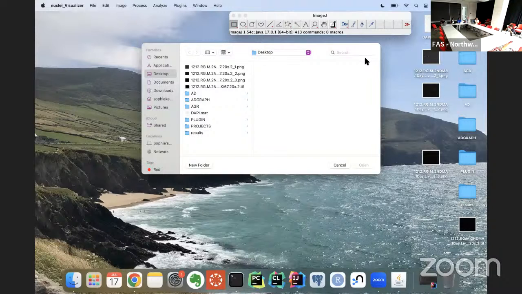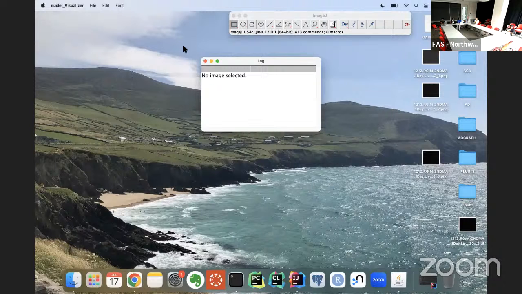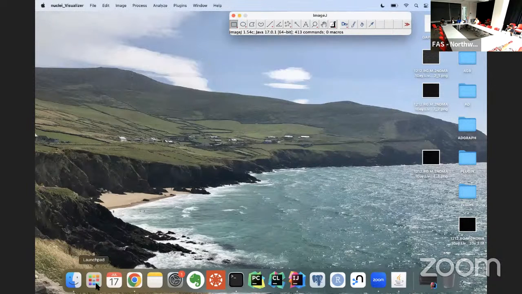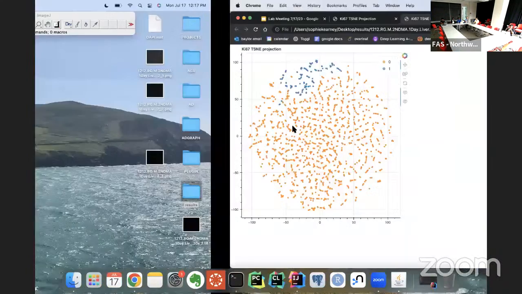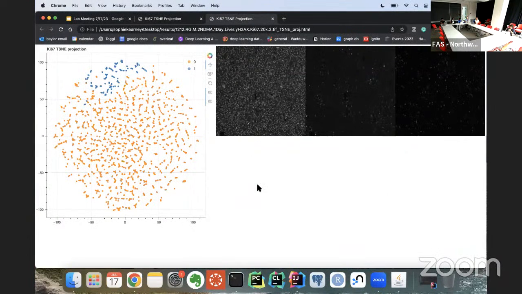So I think the results of the t-SNE analysis are like a web tool, right? How are you guys thinking about it? You run it through ImageJ and the results will be on a web page. So it actually creates an HTML file. Okay. So this is similar to the code that Josh had before for his visualization tool. It's just a local file. I see, yeah.